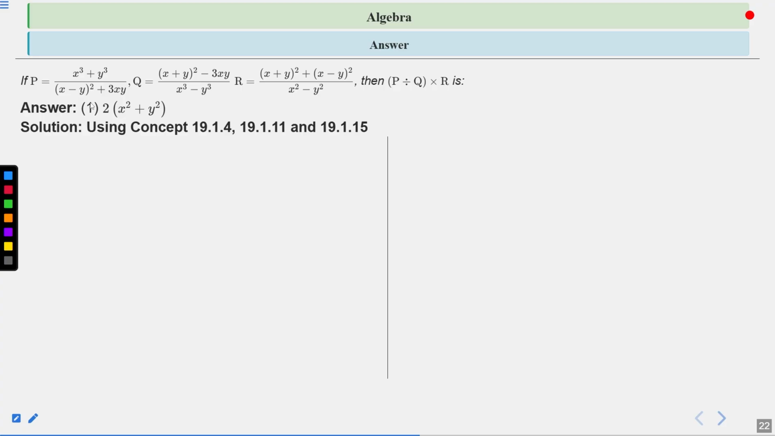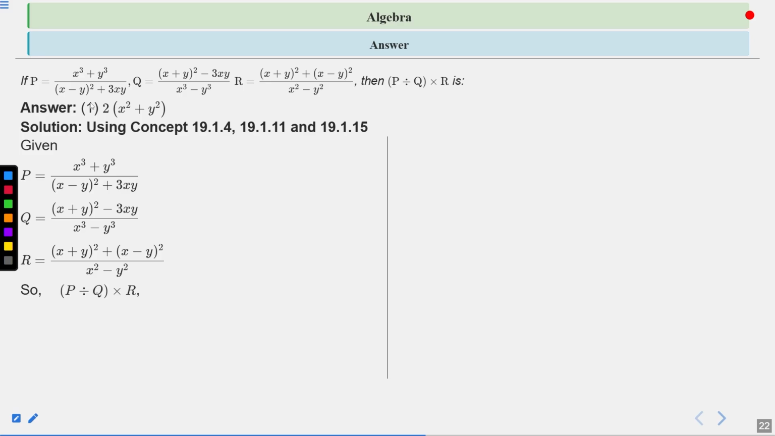Now see the detailed solution using concept 19.1.4, or we can say 19.1.11 and 19.1.15 in this question. Given that the value of p is x cube plus y cube upon x minus y whole square plus 3xy. The value of q is x plus y whole square minus 3xy upon x cube minus y cube. And the value of r is x plus y whole square plus x minus y whole square upon x square minus y square. So we just put these values in the given expression, p dividing q and whole multiplying by r. So when we put the values, we get p dividing by q multiplying by r.